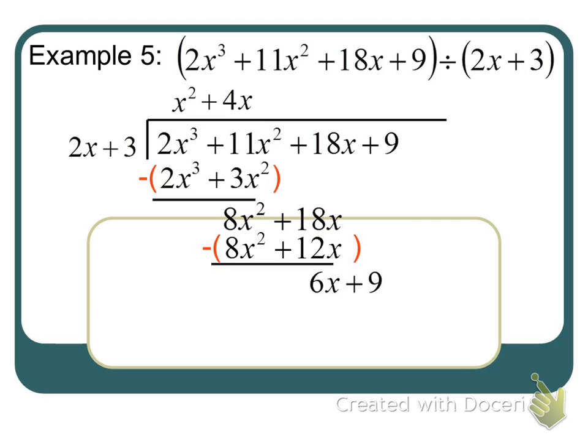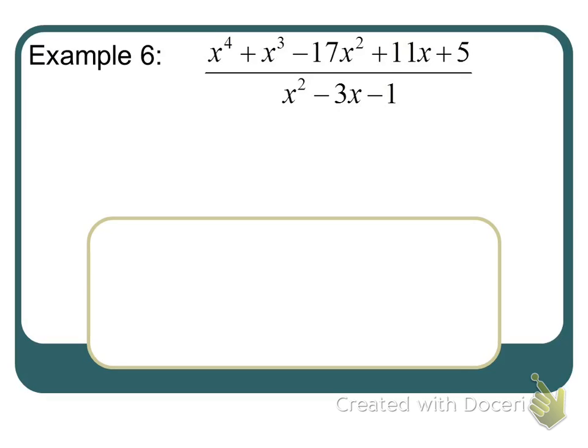And this will give us 2x divides into 6x 3 times. And that will give us 6x plus 9. This one has no remainder. And that means that 2x plus 3 is a factor of 2x cubed plus 11x squared plus 18x plus 9. It divides it evenly. All right? One more, and then we're going to give you something to work on, and we'll finish the test.